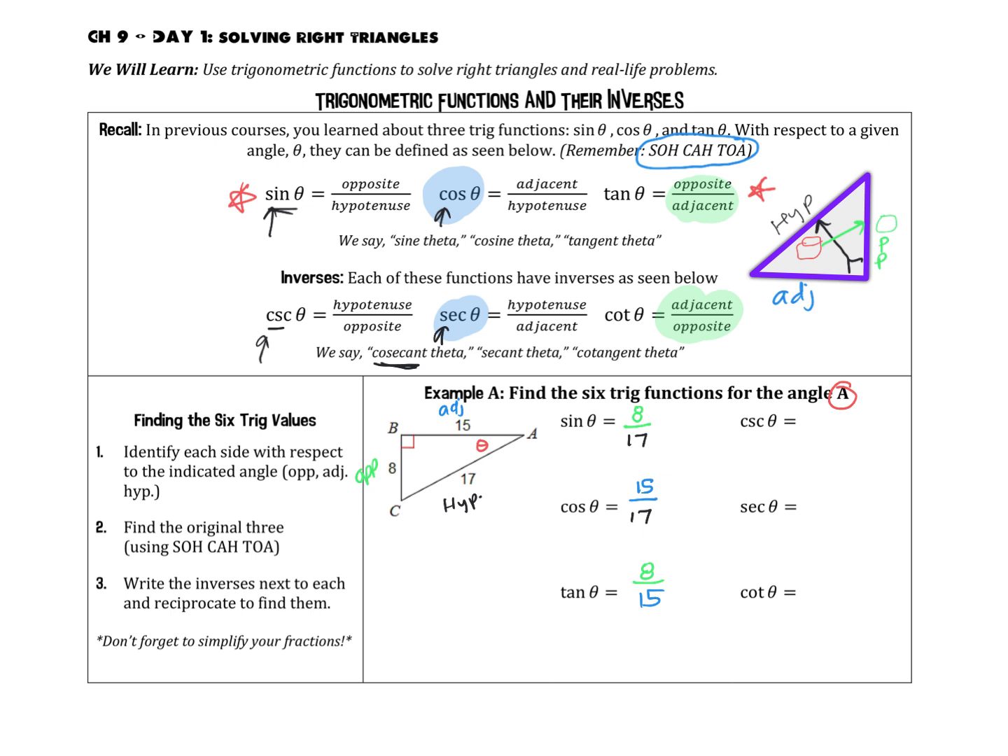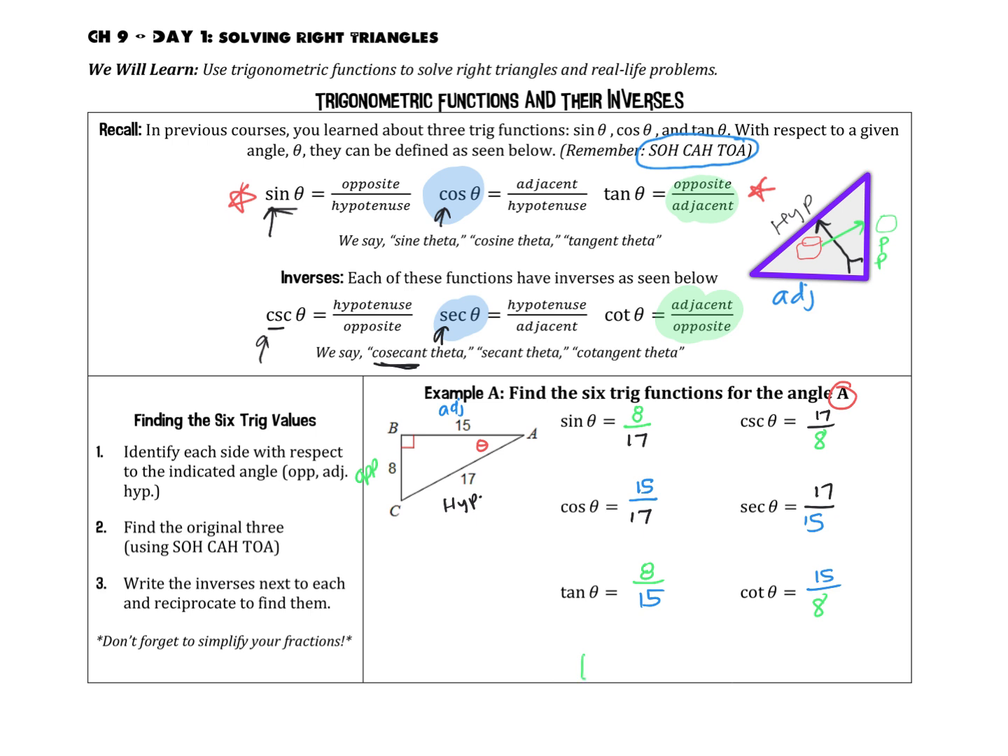The new portion now is that for cosecant, we're going to take the reciprocal of sine. Sine was 8 over 17, so cosecant is going to be 17 over 8. Cosine was 15 over 17, so secant is going to be 17 over 15. Tangent was 8 over 15, so cotangent is going to be 15 over 8. So again, we're just taking the reciprocal of each of those ratios to find our reciprocal trig functions.